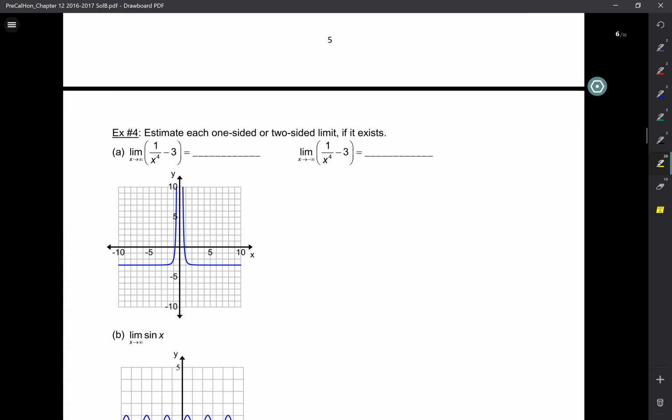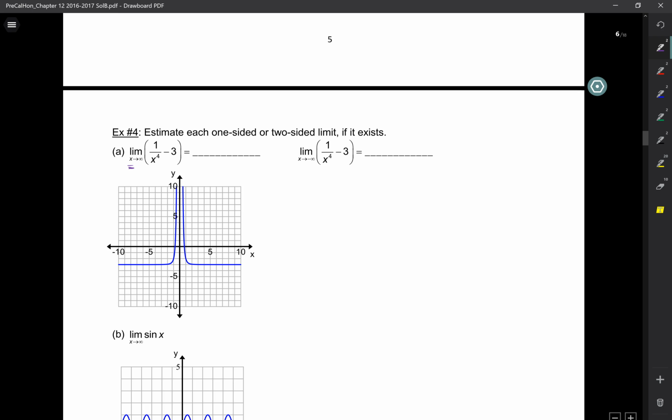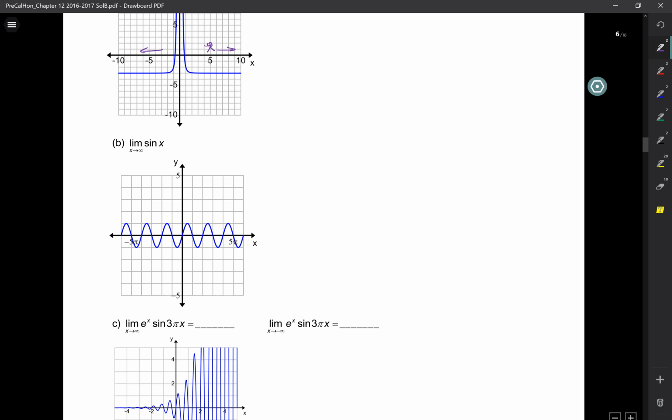Okay, so let's take a look at this one. The limit as x approaches infinity, okay? So if I'm walking towards positive infinity, what y value is the graph going to take on? Just -3. And as I approach negative infinity, -3. So there is no such thing as the overall limit because these are at different ends of the universe. They're different entities.